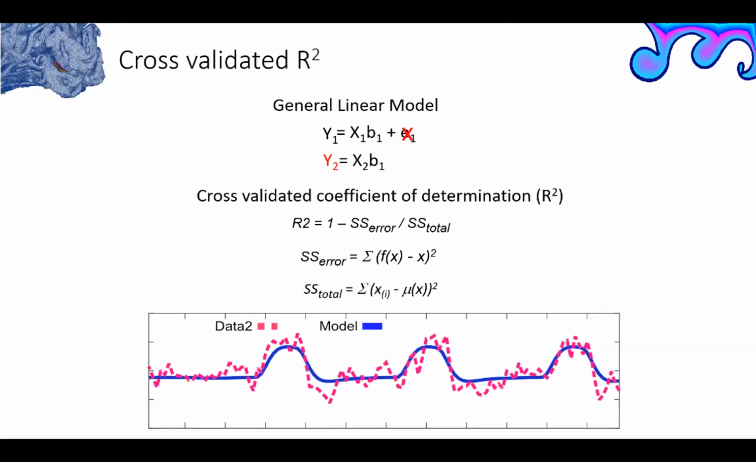So we can derive these beta weights from one run and then multiply by the design matrix for the other run. And pretty much the distance between this model, x2 times b1, and y2 will tell us how well the betas computed in run 1 will generalize to run 2. Then you can just compute your cross-validated coefficient of determination, which is the same as the normal coefficient of determination, safe for the sum of squared error. And here what you're subtracting is f of x, which will be x2 times b1, minus the data points here.